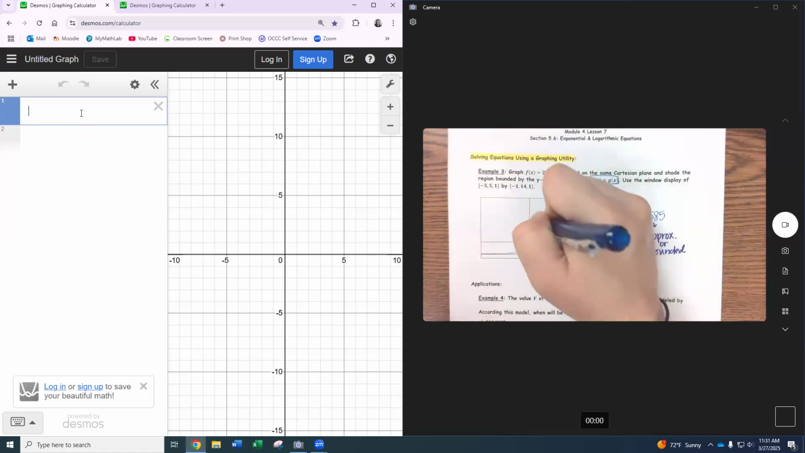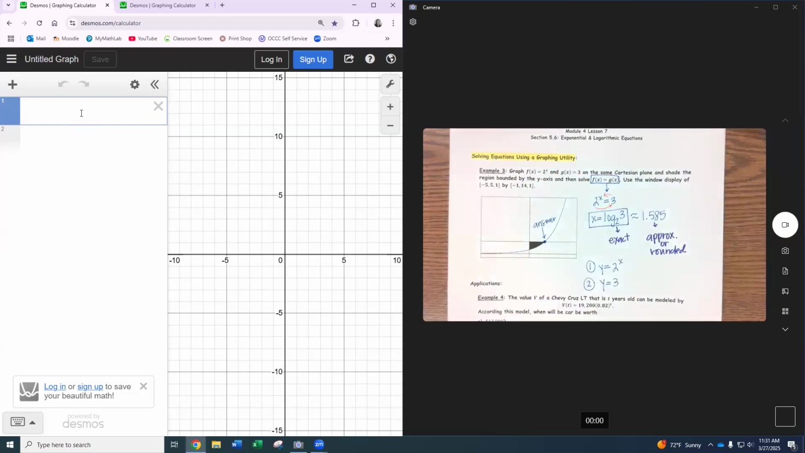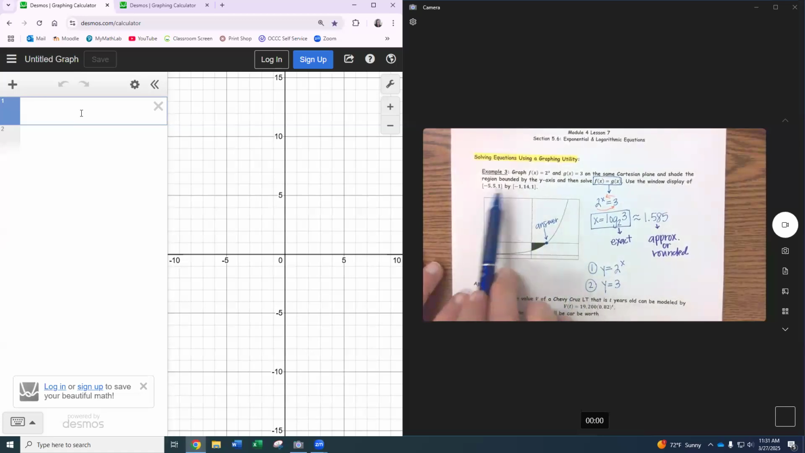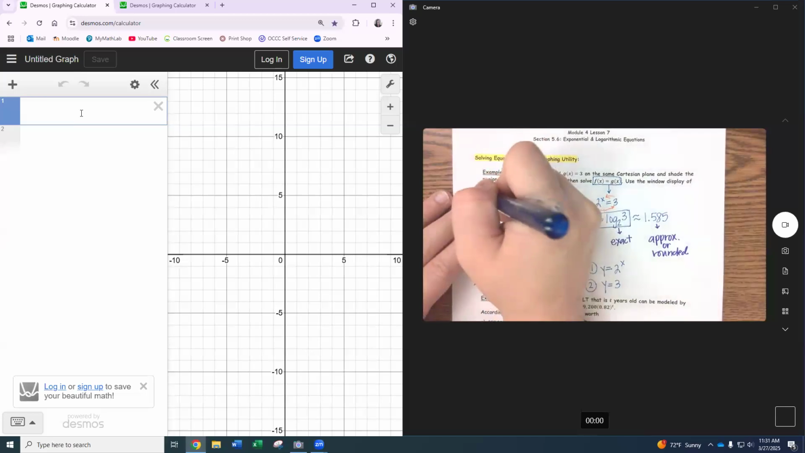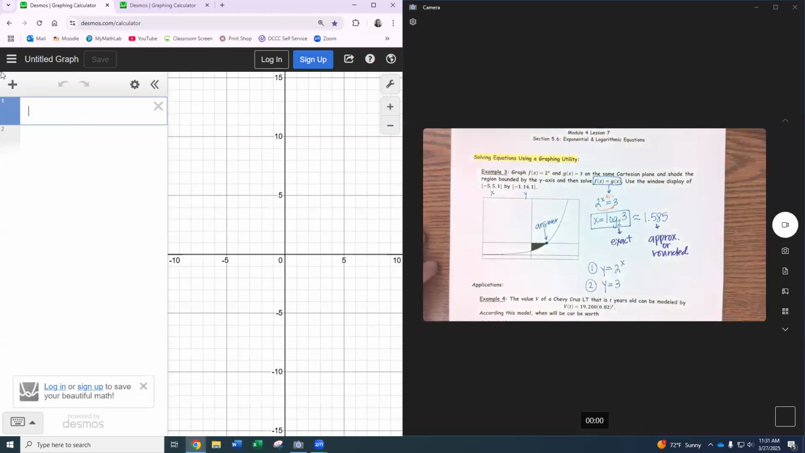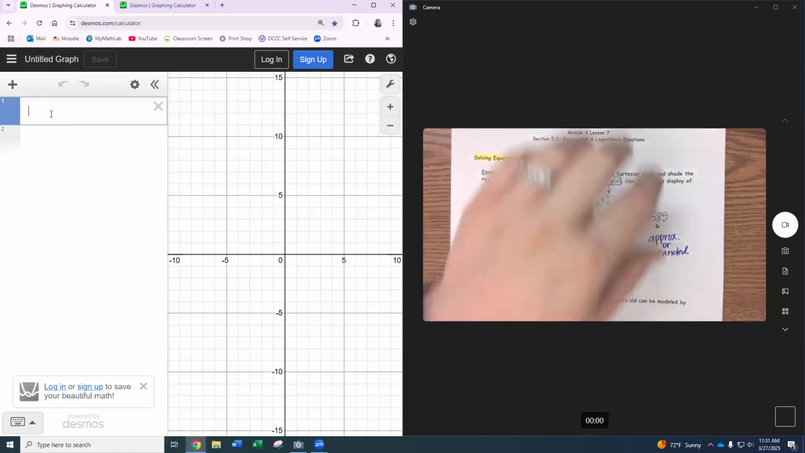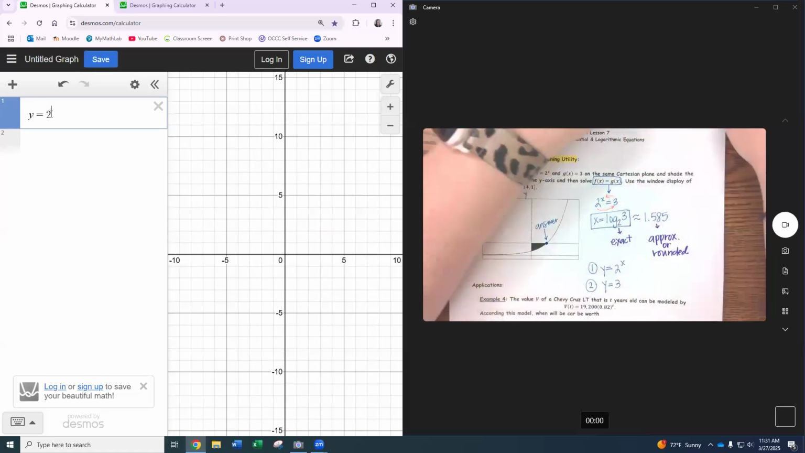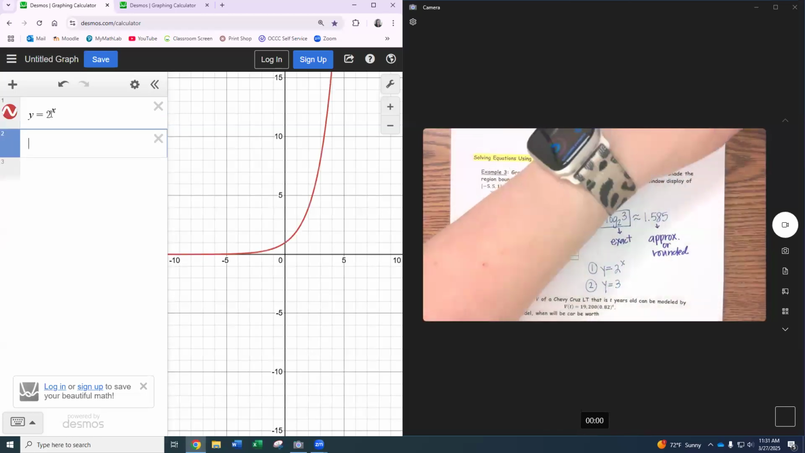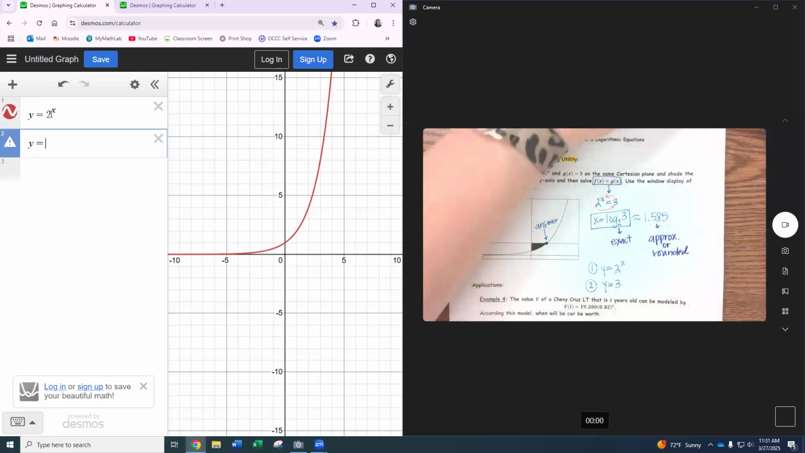So my answer is where these two graphs cross. Now, to get this exact thing on DESMOS or on your graphing calculator, you need to use these windows here. This first one is talking about your X. The second one is talking about your Y. So let's type this in. I'm going to do y equals 2 to the x. And then y equals 3.